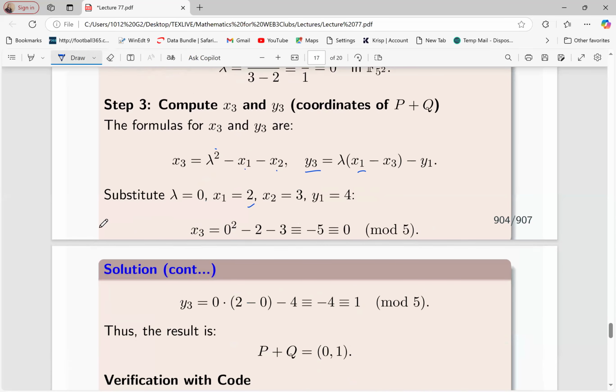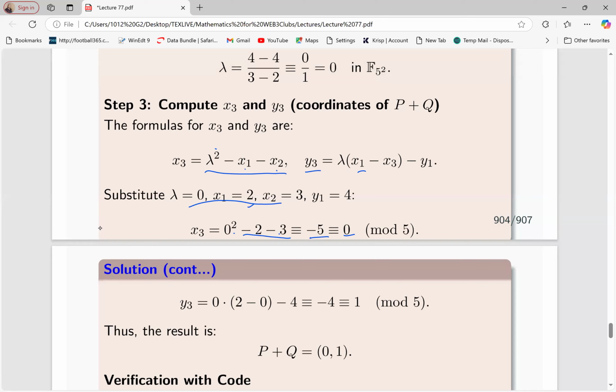So X3, when you substitute these values into this formula, you have 0 squared minus 2 minus 3. This is minus 5. You're doing it mod 5, so the remainder will be 0. So X3 is 0. When you substitute these values here to get Y3, you have 0 times 2 minus 0 minus that. This first bracket gives you 0, so you have negative 4. You add 5 to it, get 1. So the new point of the sum is this. That is the new point of the sum.